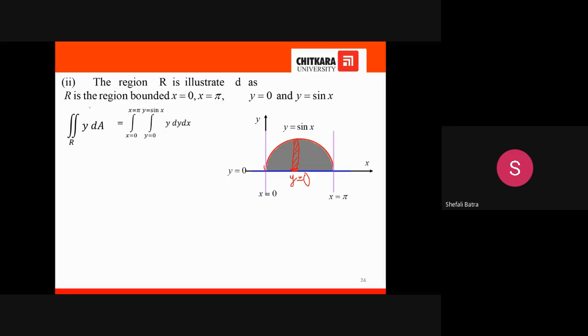So this was your double integration of y dA. The question was to evaluate this over the region R, which is bounded by these lines. First you draw the region, then dA is replaced by dy dx, and you write the limit of y as 0 to sine x, and the limit of x as 0 to pi. Now simplify it, hurry up.